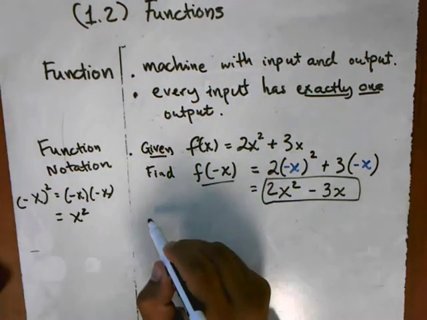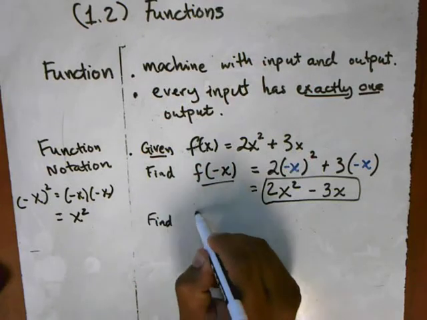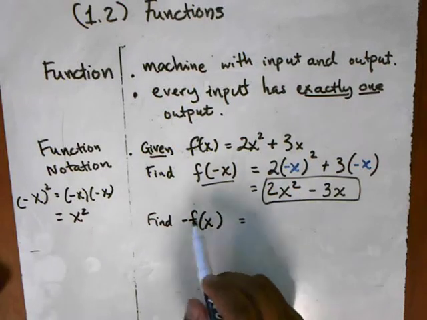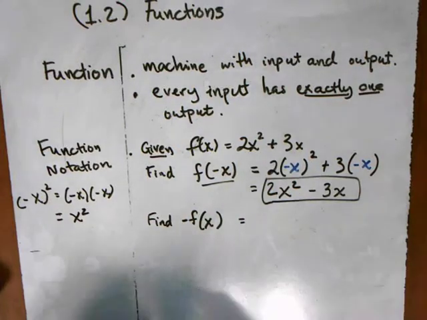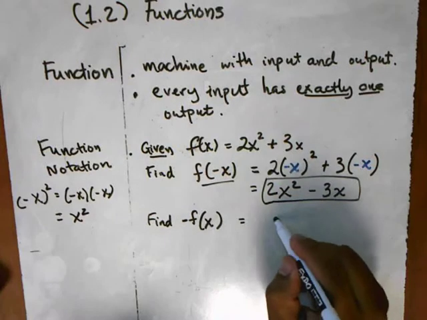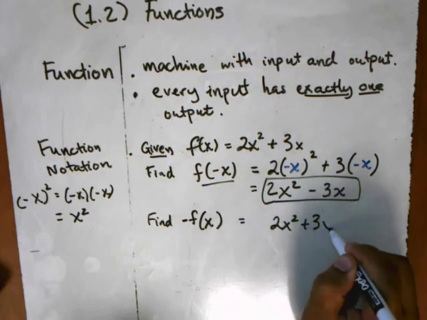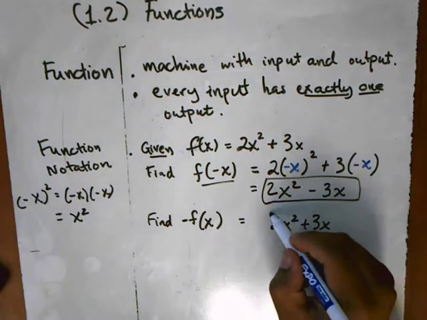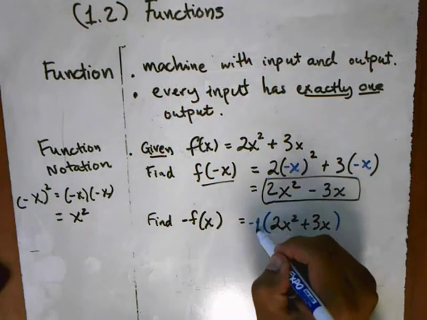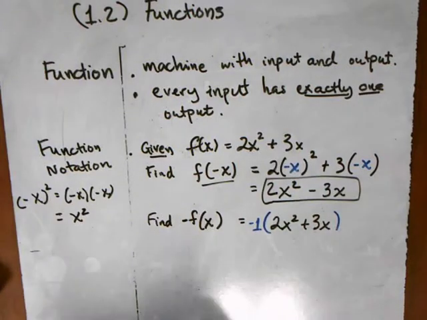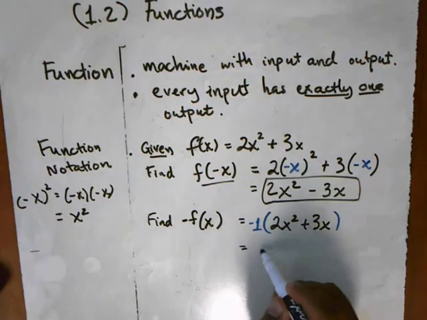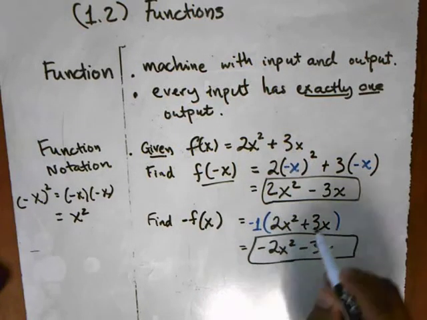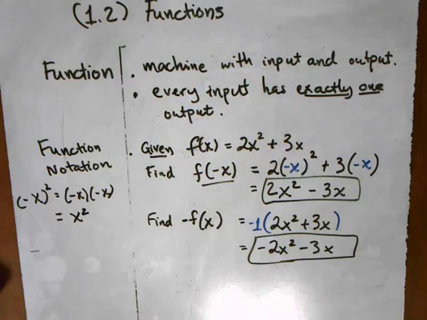Let's try one more example. Let's try to find negative f of x. So the issue is, what do we do when there's just this negative in front of the function? The rule for that is we copy the entire original function, and then we multiply the entire thing by negative 1. And it turns out that you're going to get negative 2x squared minus 3x. So you can see a little bit of similarities and differences here in the way we approach this.